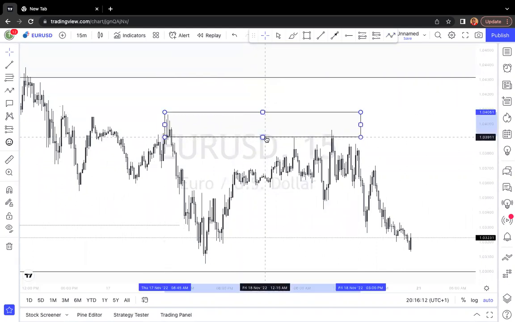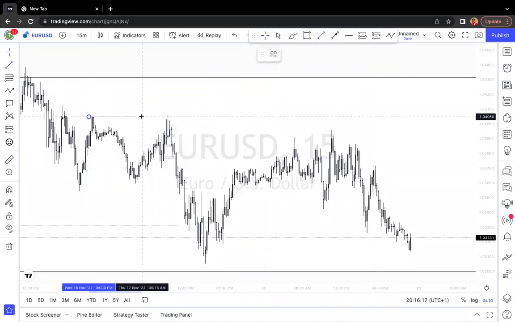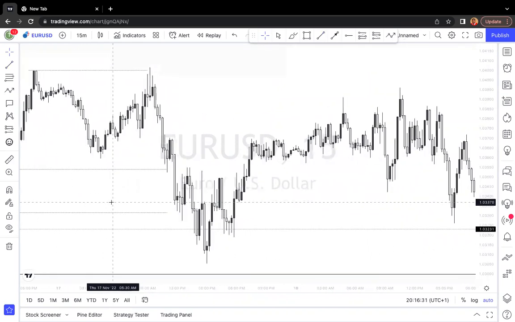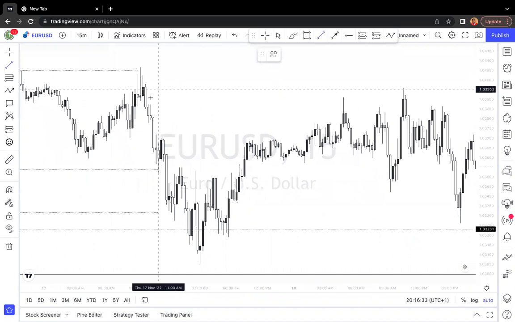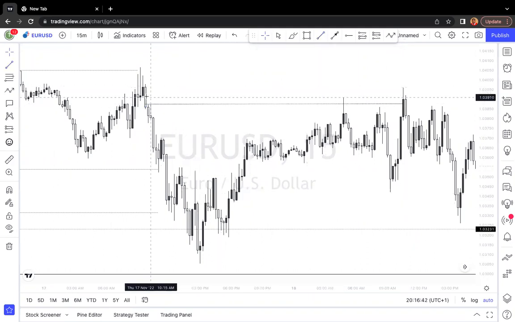Or even take all of this out and see this as a grab on liquidity, right? And see this as a change of structure. So this low as external liquidity, right? And then see this high as the last point of inefficiency, right? So price came back to properly mitigate this block before moving.